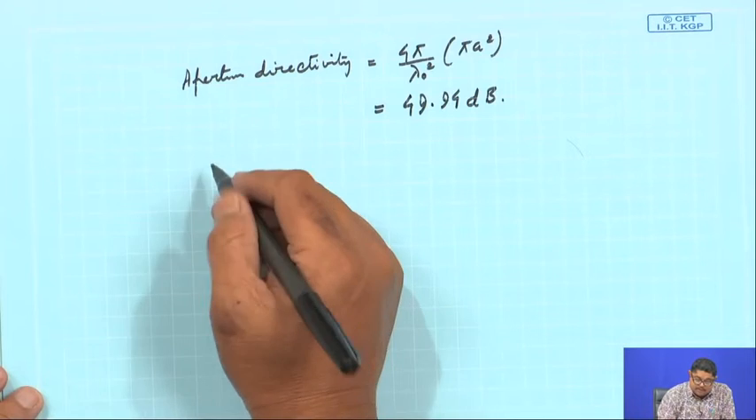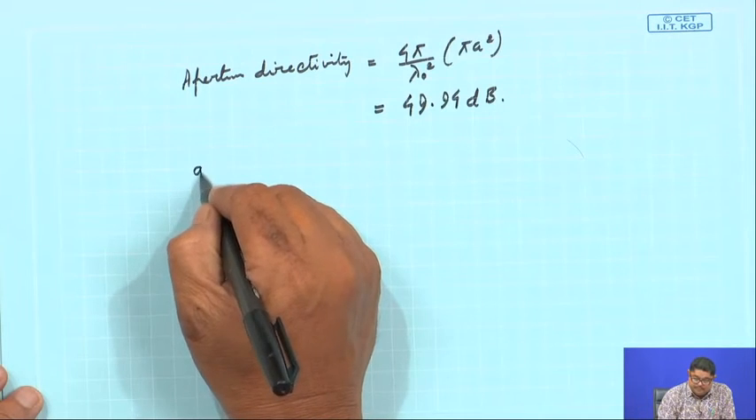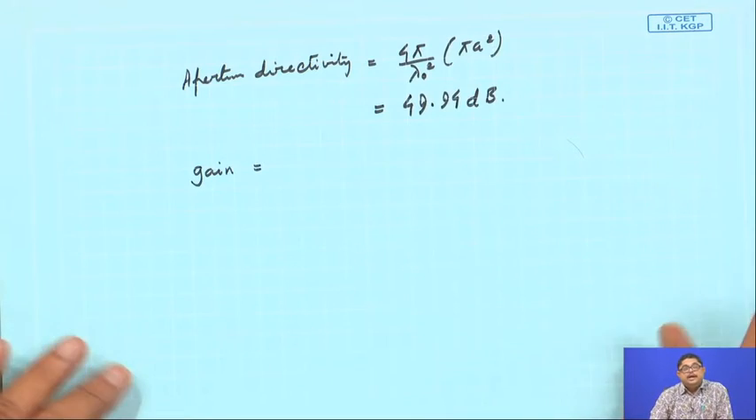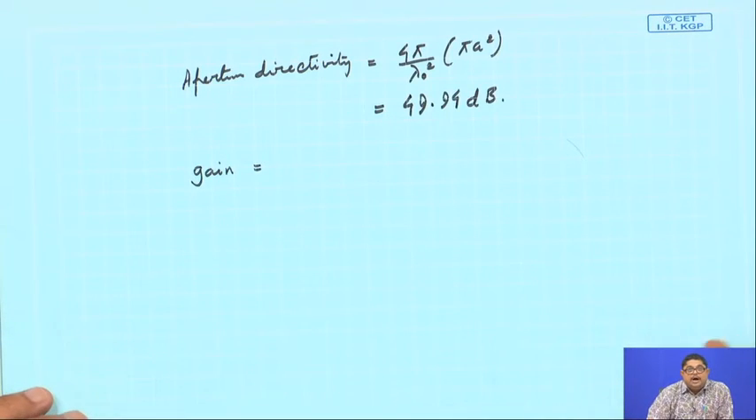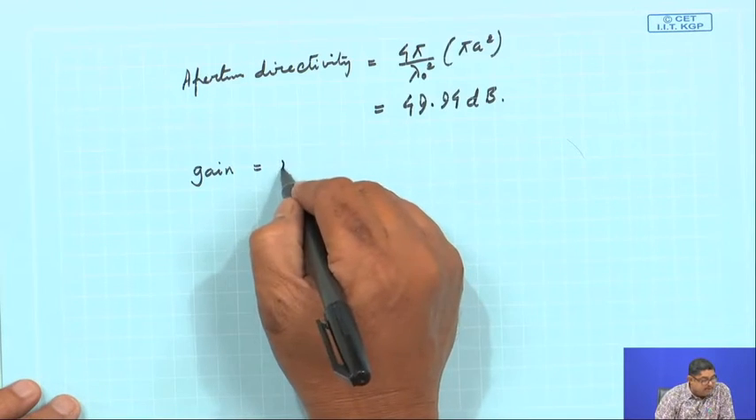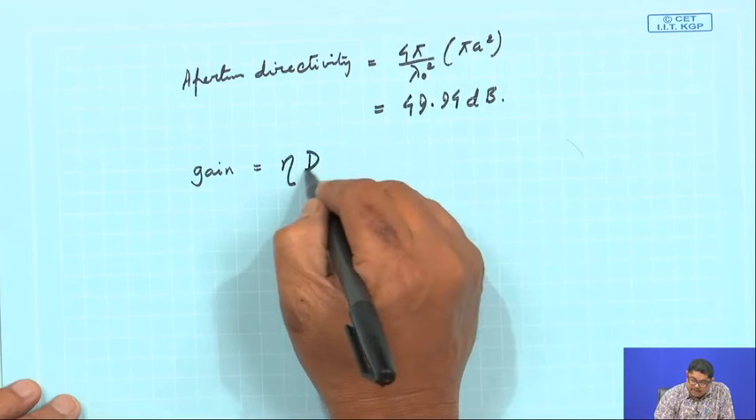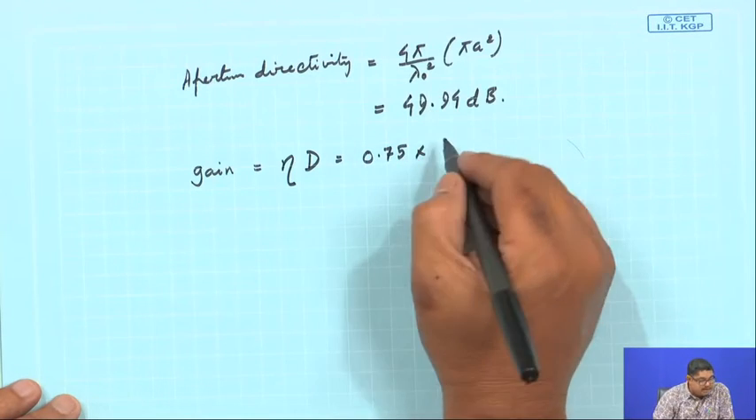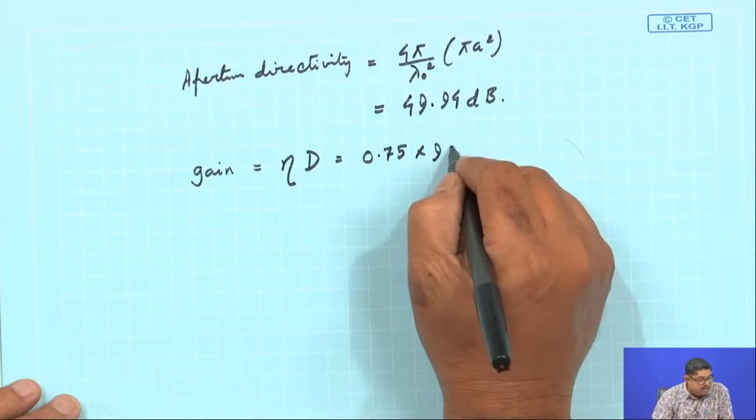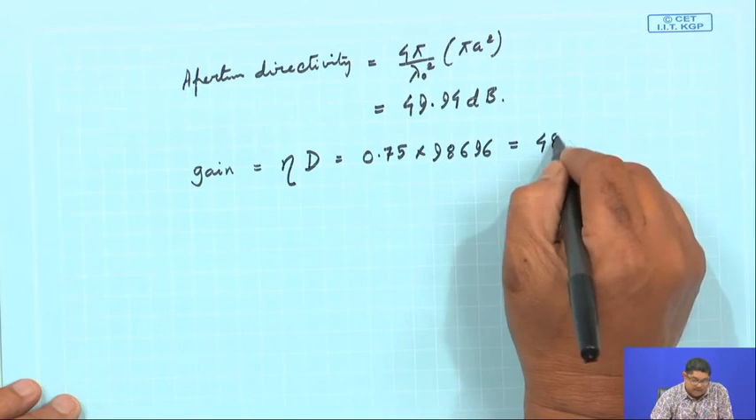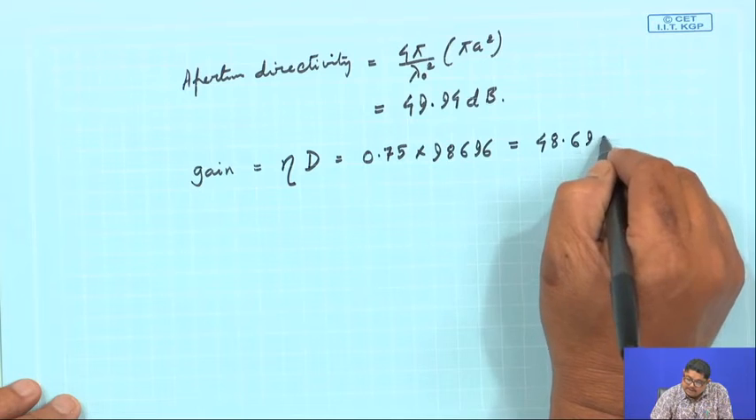And then what will be the gain of this reflector system? Here we assume that other efficiencies are all 1, eta and eta s we have calculated. So, gain will be eta into D. Eta is 0.75, and the directivity in absolute value is 98696. So, that becomes 48.69 dB.